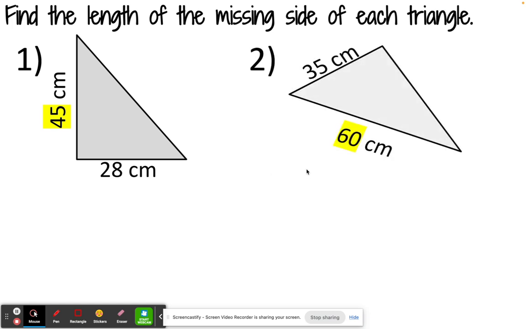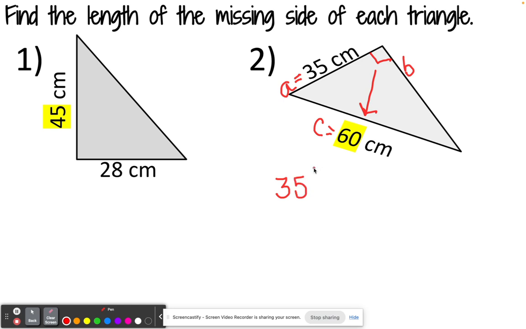I have another right triangle. This one's turned sideways, trying to confuse you a little bit. So where's my right angle? It is right up here, which means this is my hypotenuse, or c. We'll call this a, and we'll be trying to find b. We don't know what b is. Well, a squared, 35 squared, plus b squared, we don't know what that is yet, equals c squared, and c is 60.